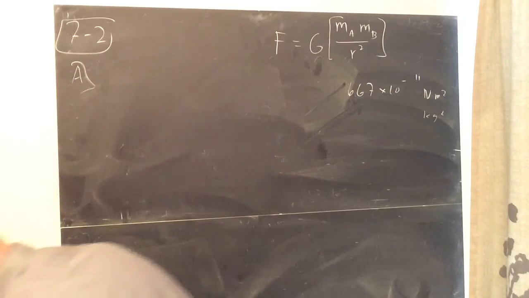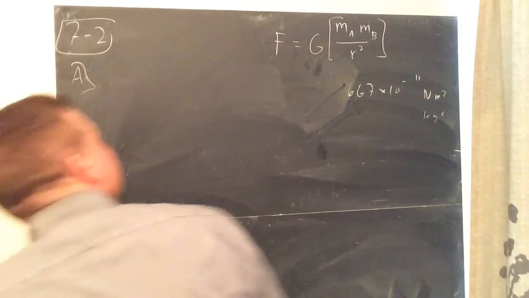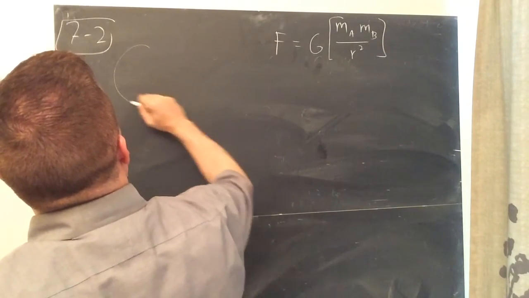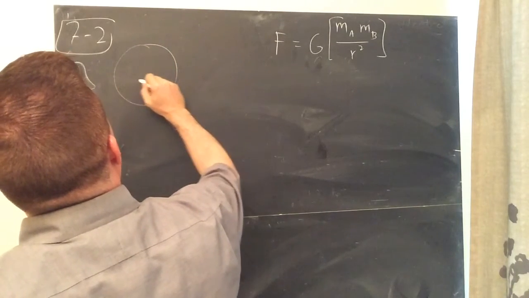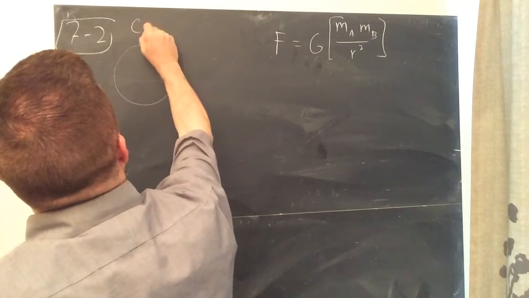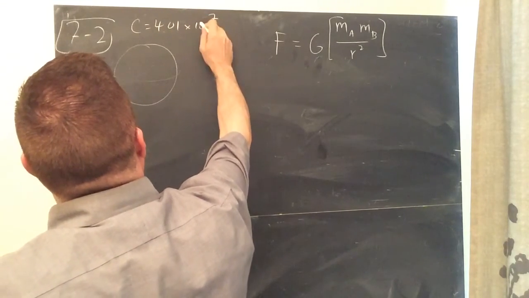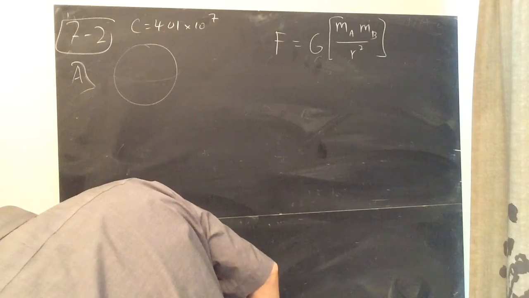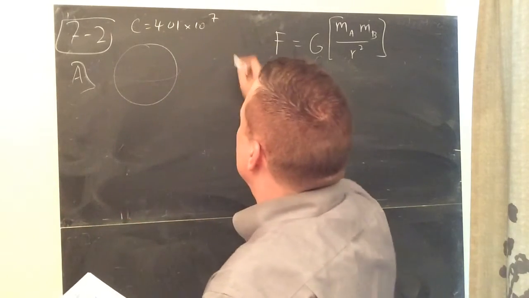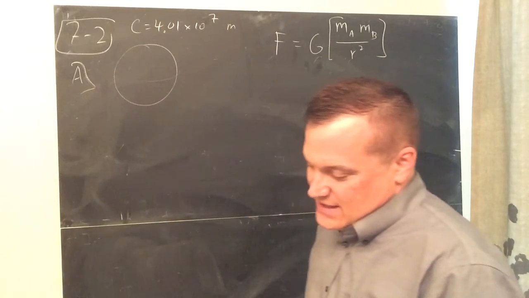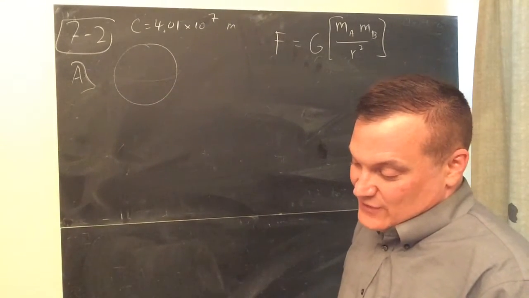If it were, it would have a circumference of 4.01 × 10^7 meters. So it would be this all around the Earth, if it were a perfect sphere, around the equator. Circumference 4.01 × 10^7 meters. Now it says, calculate the mass of the Earth.